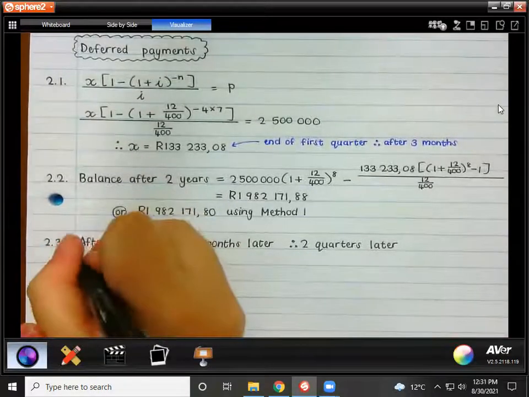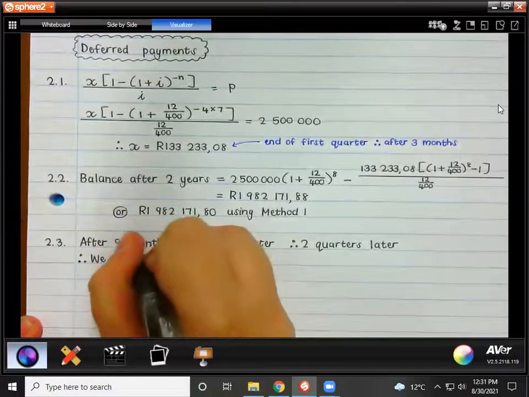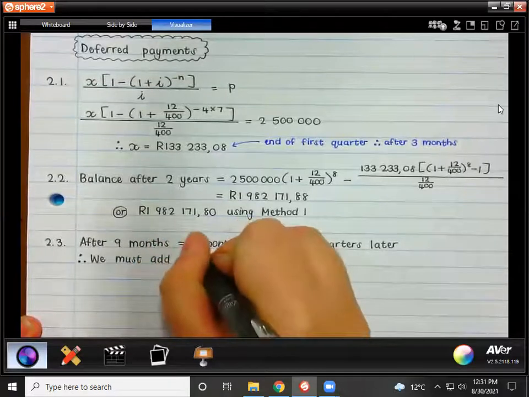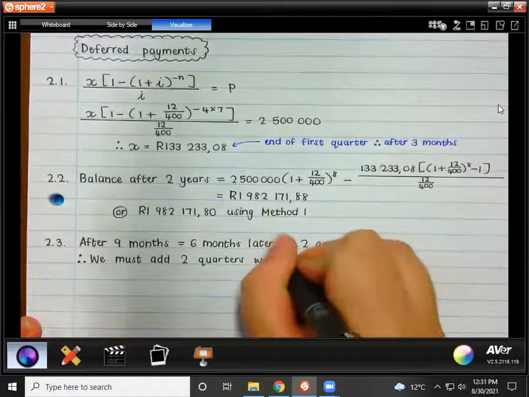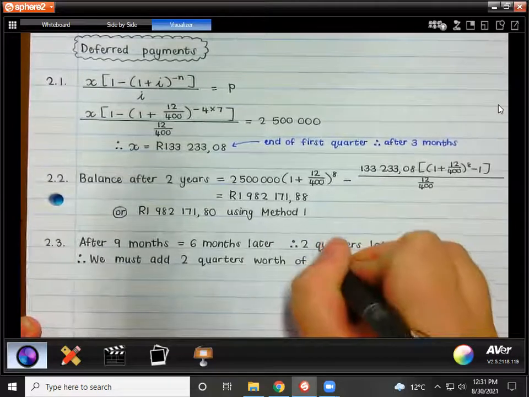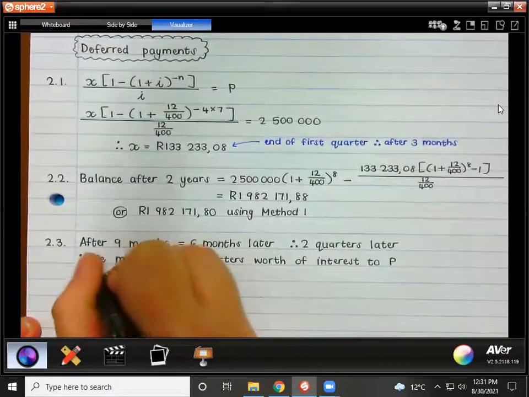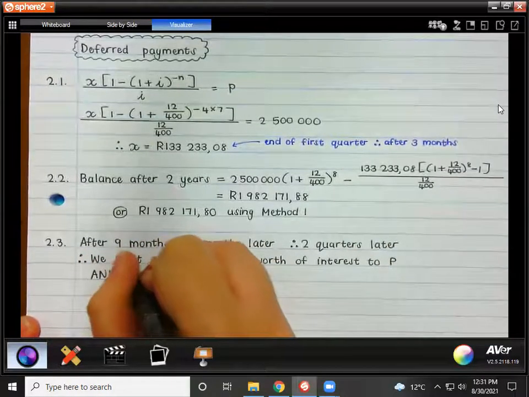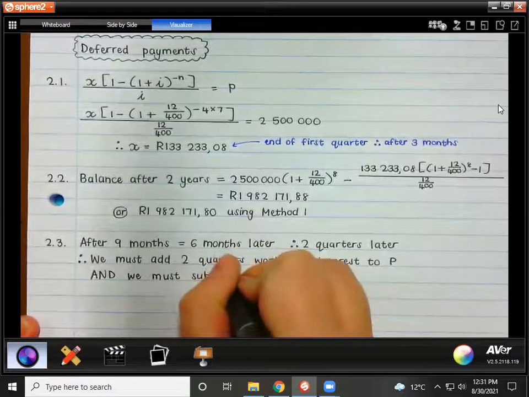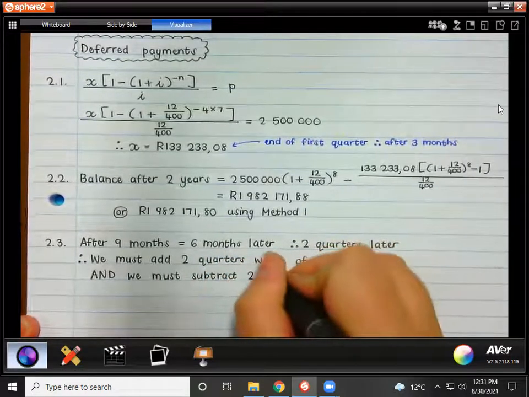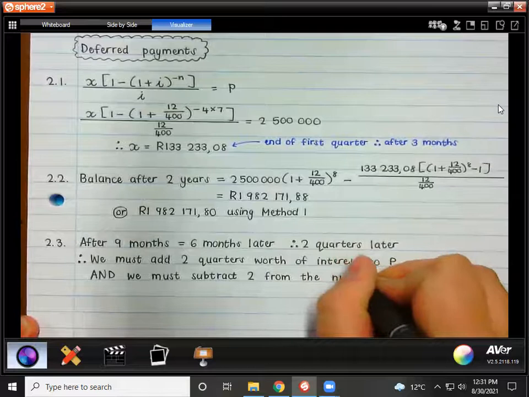So I'm just going to write that here. Therefore, we must add 2 quarters worth of interest to P, and we must subtract 2 from the total payments. Let's say from the number of payments rather.